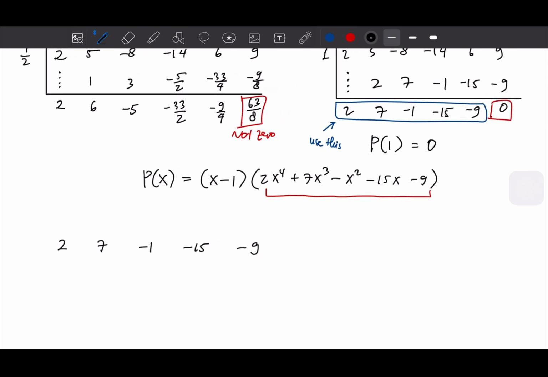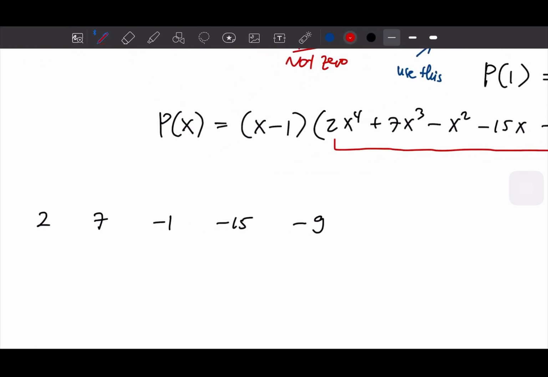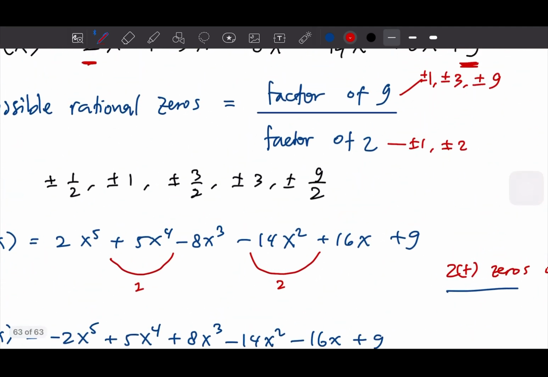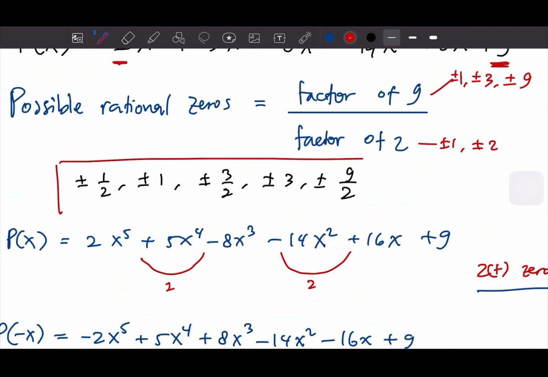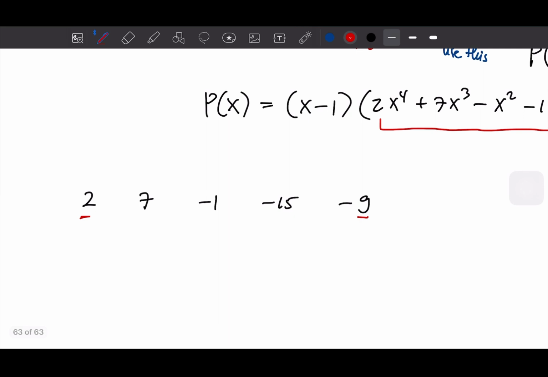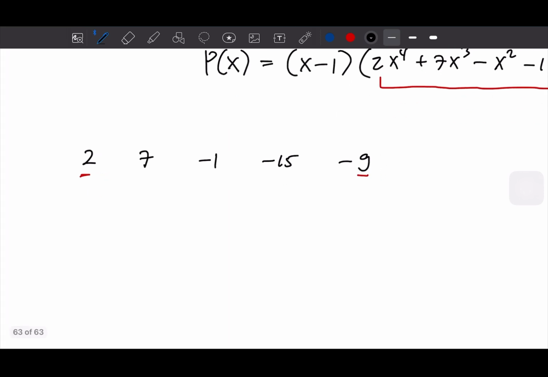Okay, and also we have the same set for the rational zeros. So we have 9 and 2. So we could have the same possible rational zeros, which is the same as these equations. So we have half, 1, but half we could remove. So let's check 1 again, just to check whether it's still okay.